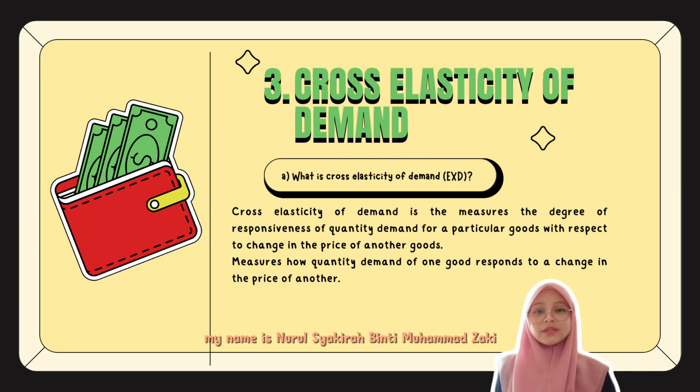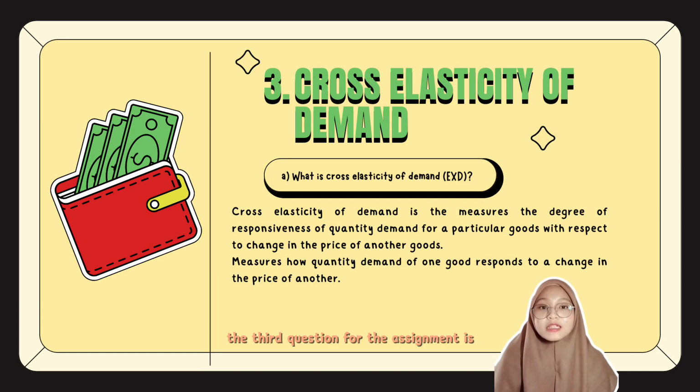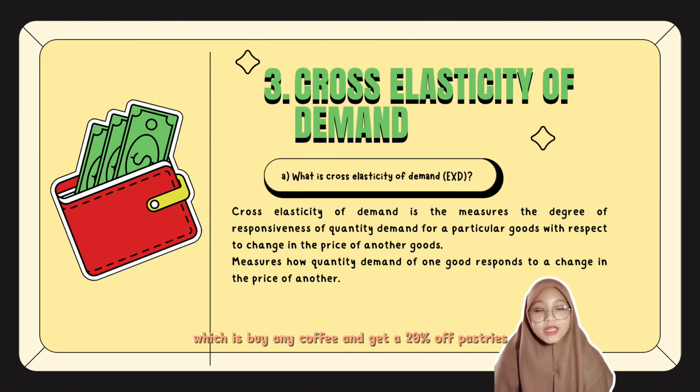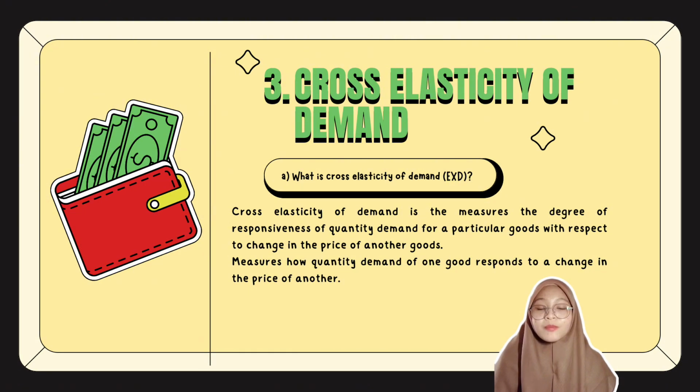My name is Nurul Shakira binti Muhammad Zaki. The third question for the assignment is Zeus Coffee runs a promotion which is buy any coffee and get 20% off pastries. As a result, the price of pastries decreased from 5 ringgit to 4 ringgit per unit, and the quantity demanded of Zeus coffee increased from 1,000 cups per week to 1,100 cups per week.